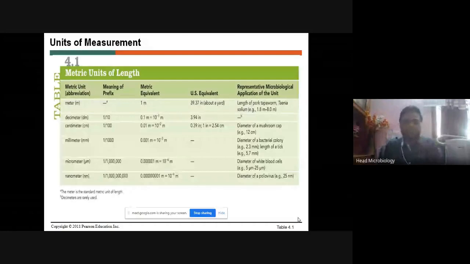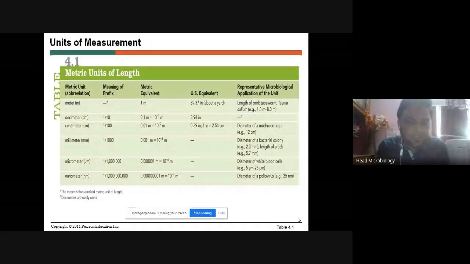So 1 decimeter is 10 to the power of minus 1. There is a 1, minus 1 is minus 1. If you are writing after 1, you should put 1 zero. Is it clear? 1 by 10. Okay, centi is 10 to the power of minus 2. That is 1 by 100.